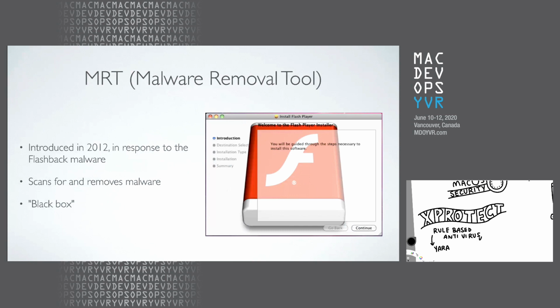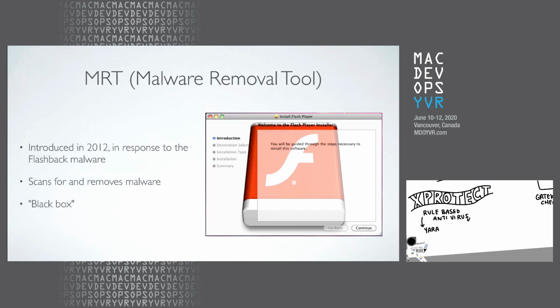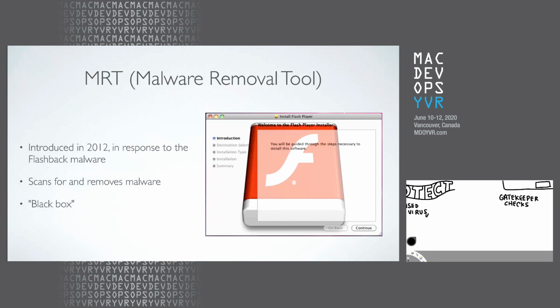So a little later on in 2012, the MRT, which stands for Malware Removal Tool, was silently added to the system, and it was added in response to the Flashback malware. Flashback was being spread at that time, and it was spreading through Java vulnerabilities. So that meant that the malware was getting into the system sort of through a back door and bypassing the whole quarantine system. So Apple had nothing in its toolbox at that time to protect against this kind of threat.